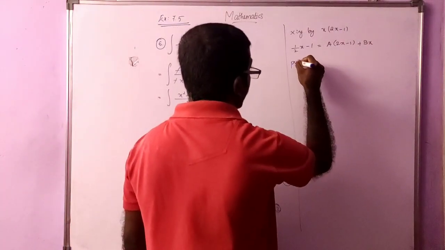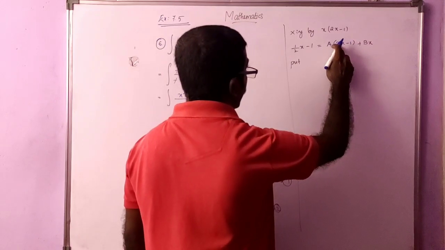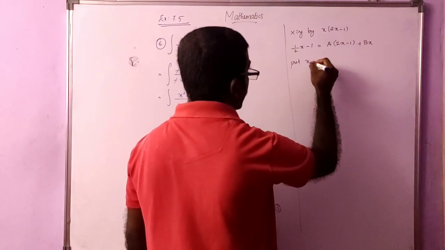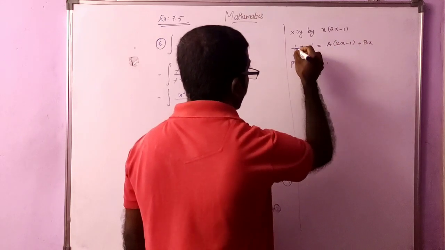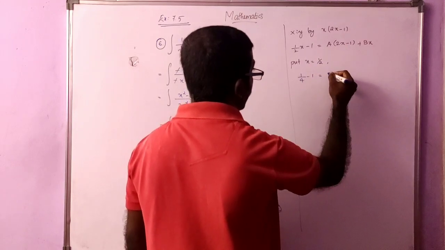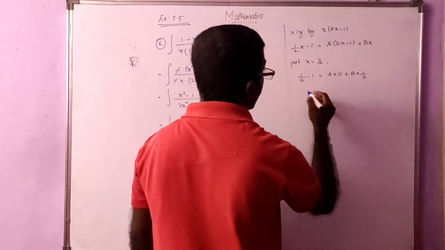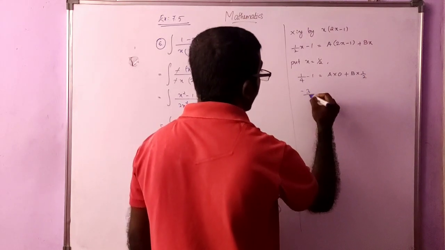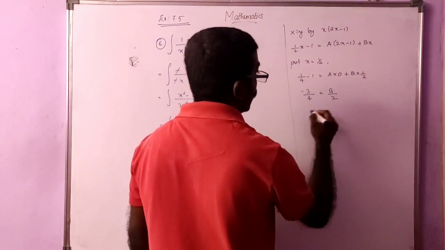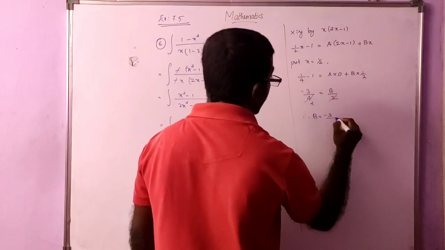And first we can put x as 1 by 2. 2 into 1 by 2, 2 and 2 cancel, 1, 1 minus 1, 0. So put x equal to 1 by 2. 1 by 2 into 1 by 2, 1 by 4 minus 1 is equal to a into 0 plus b into 1 by 2. Or minus 3 by 4 is equal to b by 2. This 2 and 4 we can cancel, therefore b equal to minus 3 by 2.